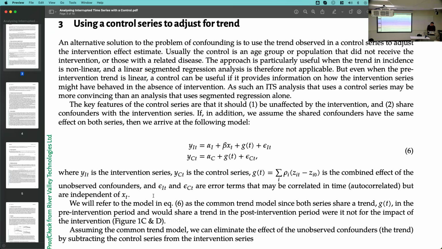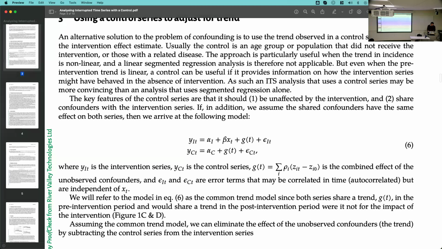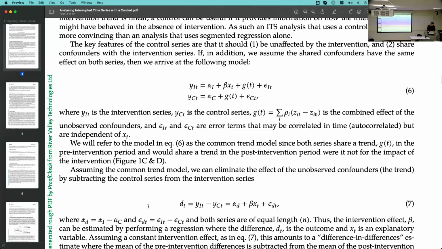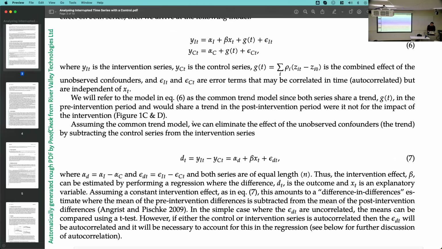Equation 6 is a common trend model. Assuming the common trend, we can eliminate the effect of the unobserved confounders by subtracting the control series from the intervention series. This is the billion-dollar idea for today. You take the difference between treated and control in measures of the response variable, say dependency freshness or number of diarrhea cases or whatever. You take the difference between those two time series at the same time.